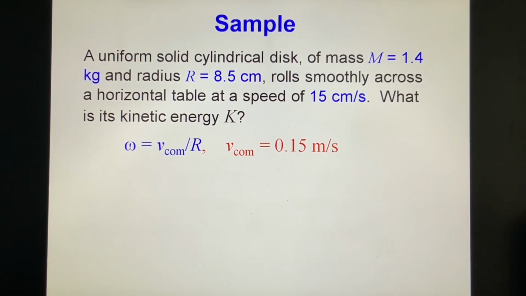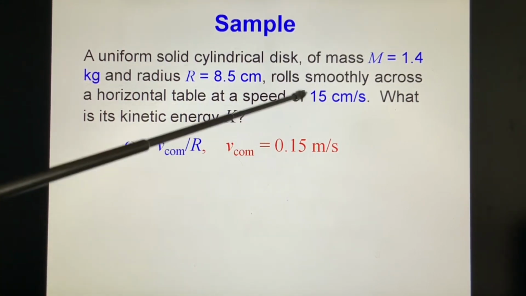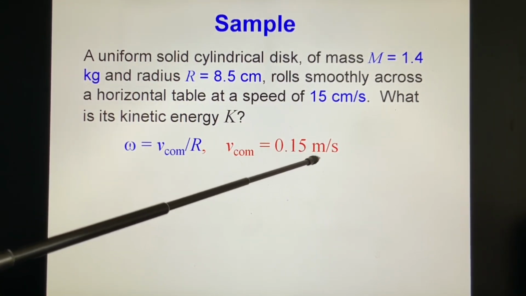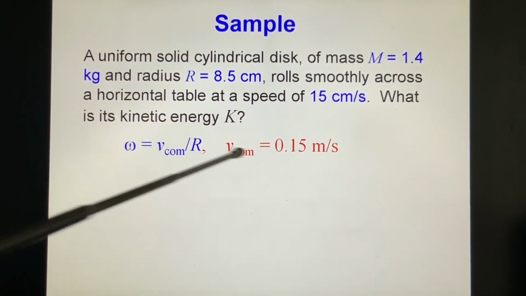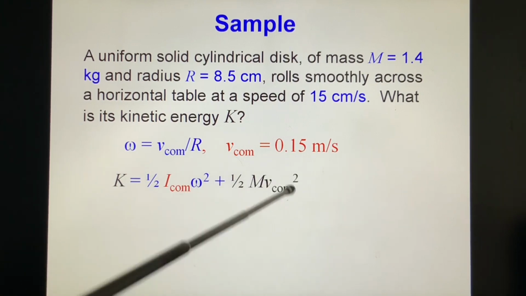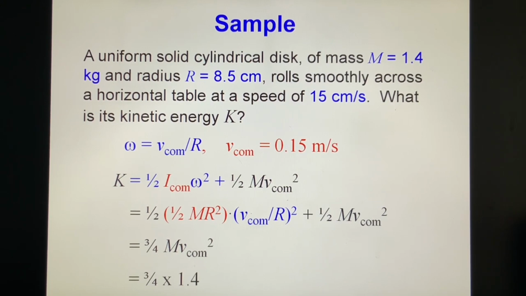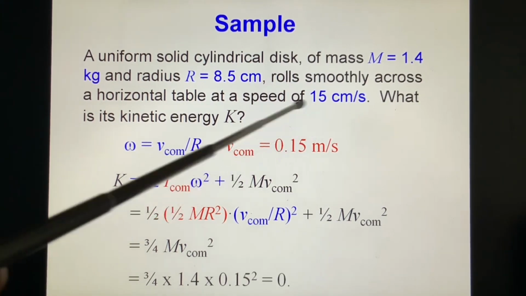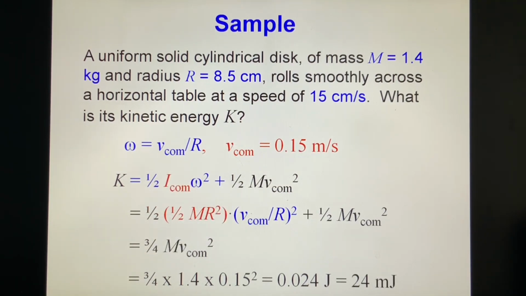Now, this is my purpose. I will do this one. v_com is 15 centimeters per second. We have to write it in standard form. Length has the unit meter, so 15 centimeters is 0.15 meters per second. This is the key point in this question. So K equals two parts, rotation part and translation part. We put everything in, and you get the answer. The purpose of this example is that we have to use the standard unit.